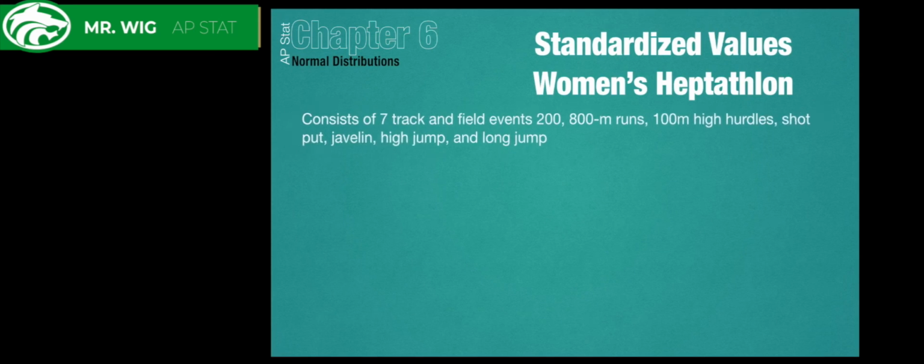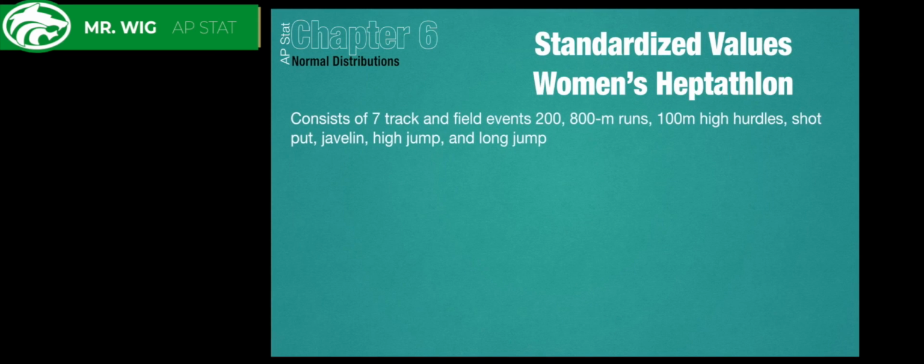A standardized value, also known as a Z-score, tells me the number of standard deviations away from the mean we are. Here we have an example of a track and field event consisting of 7 different events: runs, hurdles, shot puts, javelins, long jumps. These have different ways of being measured and different ways of winning. Sometimes a low number is better, sometimes a high number is better. How do I score them? How do I determine which score is better than another?